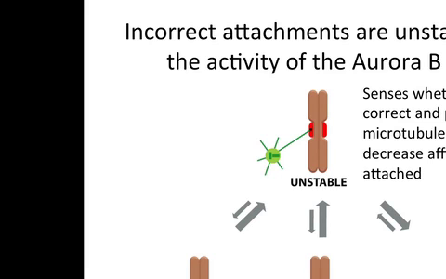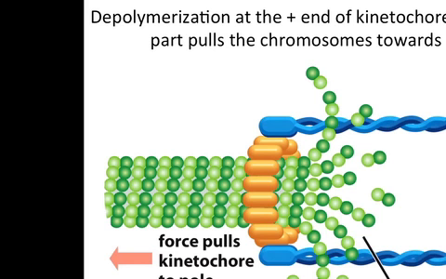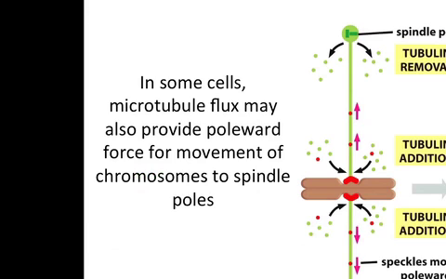Okay. So there has to be a mechanism of regulation, because as we all know, if the mitotic spindle is not properly attached to the chromosome, you have a checkpoint that's going to be triggered, and you're going to halt the cell cycle between metaphase and anaphase. So this has to be sensed in some way, and it's through sensing the tension. If the microtubules are properly attached to the kinetochore, then you'll get depolymerization at the plus end of these kinetochore microtubules, and that's one of the major things that pulls the chromosomes towards the poles. In some cells, you'll also have what's called microtubule flux, where you've got tubulin removed from the minus end and being added to the plus end.